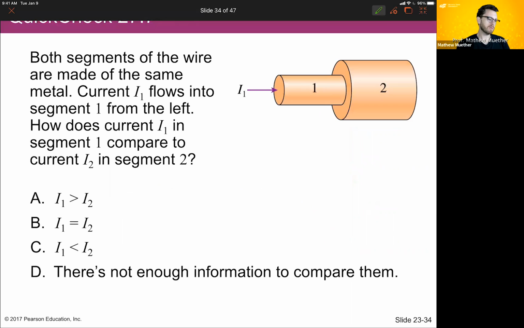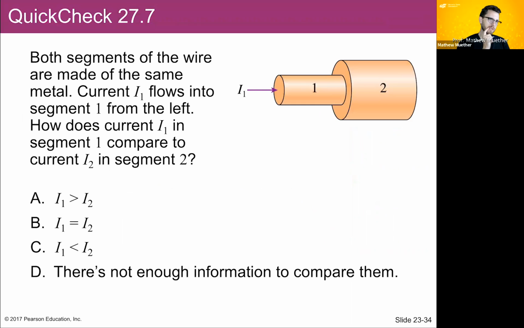What about this one? I have 2 wire segments. This is a funny shaped piece of conductor. Conductor segment 1 has a smaller diameter than conductor segment 2. They're made out of the same material. What I've measured is that there's a current, which we're going to call I1, that flows into that narrower segment number 1. How does the current I1 compare to the current flowing in segment 2? There's some current I2 that should be flowing in here. How do those two compare? What do you think?